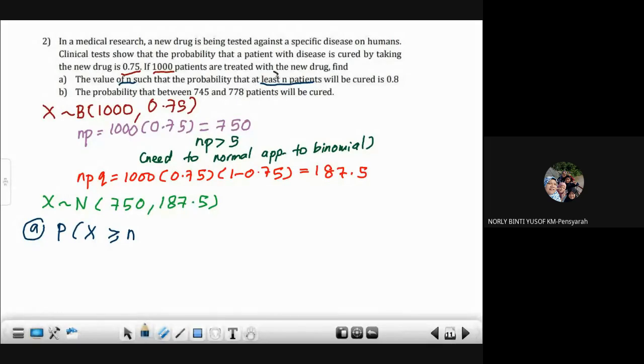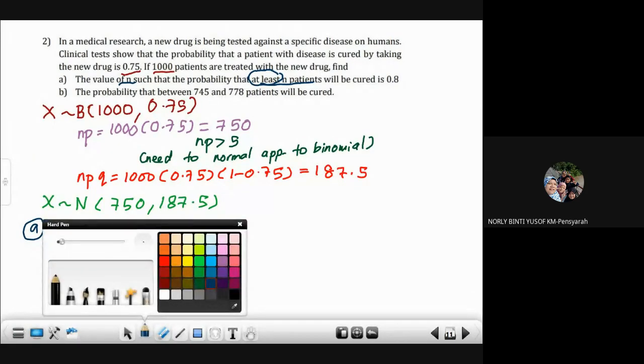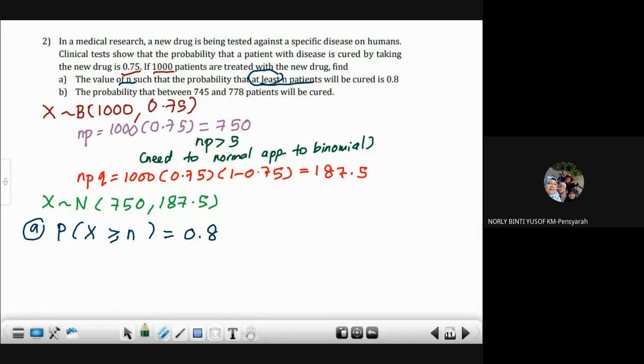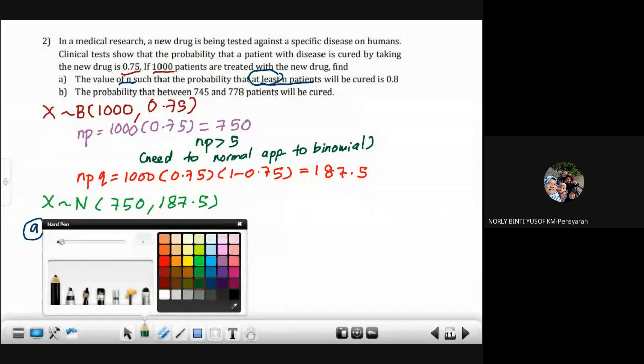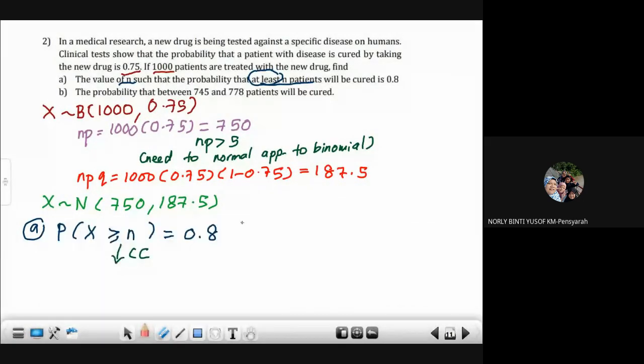At least, kan, ni simbol at least. So will be cured is, your probability is 0.8. So sama, since this question is normal approximation, you buat approximate kepada binomial, you kena buat continuity correction dulu before you standardize the score Z. Sebab you dah buat approximate kan.